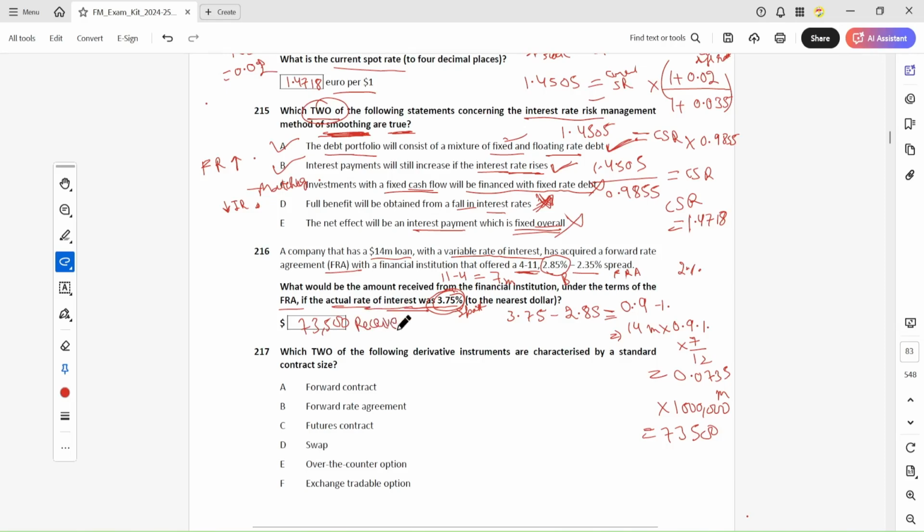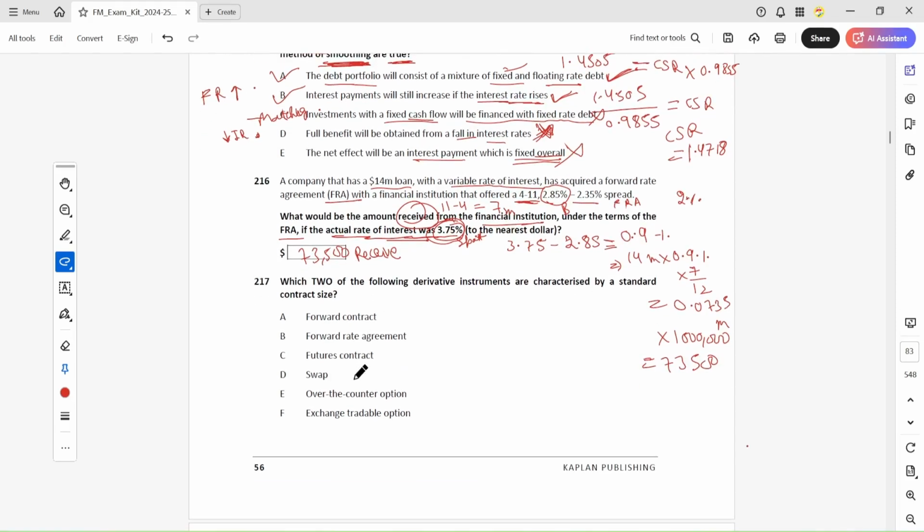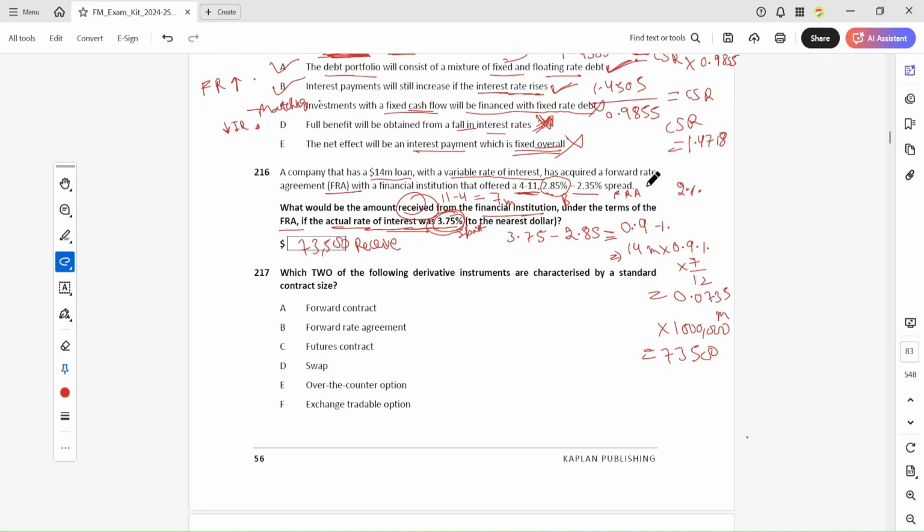We receive from the financial institution because we are paying higher, but according to the forward agreement we have to pay 2.85. So the difference we will receive, but if this is lower then we have to pay. Okay, so this amount we will receive. I think you can understand this. Just guys, you need to solve all these questions once, and you will be very comfortable with this type of questions.